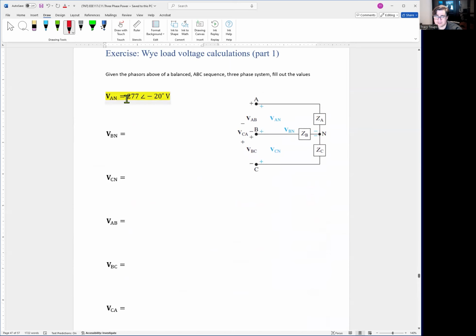So the big difference is notice VAN is not 0 degrees anymore. We're starting at negative 20 degrees. So all your numbers might be off a little bit. Just carry that negative 20 degrees with you the whole time, and you should be okay.